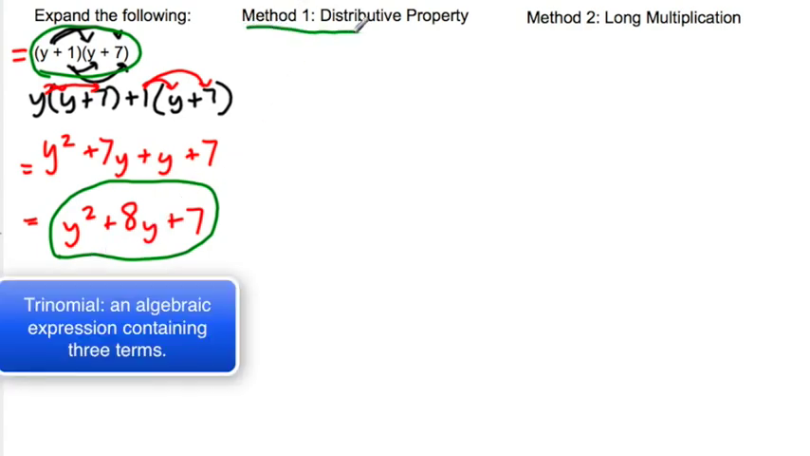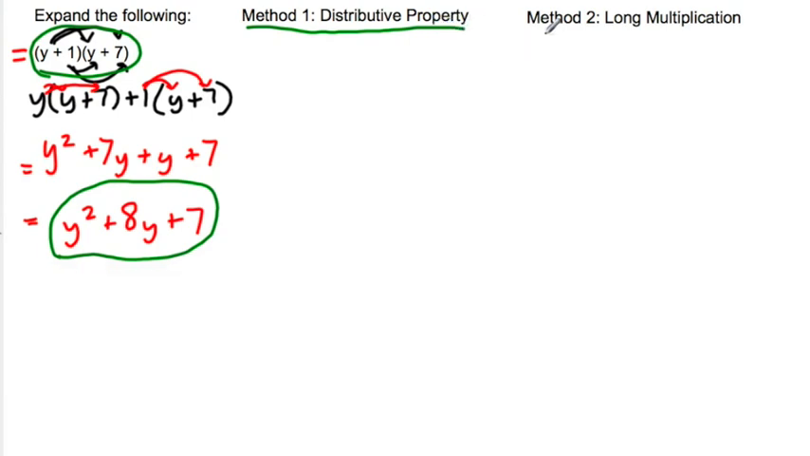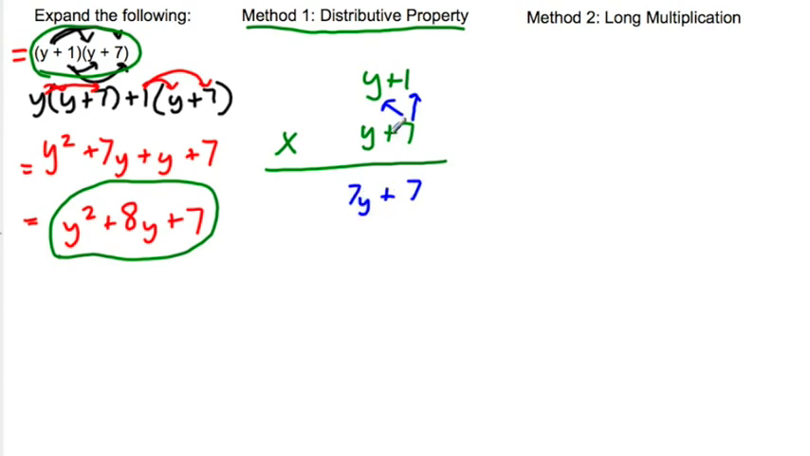So that was the first method, using the distributive property. The other method is to use long multiplication. So what I'm going to do is set it up as a multiplication problem. I have y plus 1 times y plus 7. So just like we used to do, we start out with 7. 7 times 1 is 7. 7 times y is 7y. I need to be careful here with my positives and negatives. Now I'm going to skip a line.